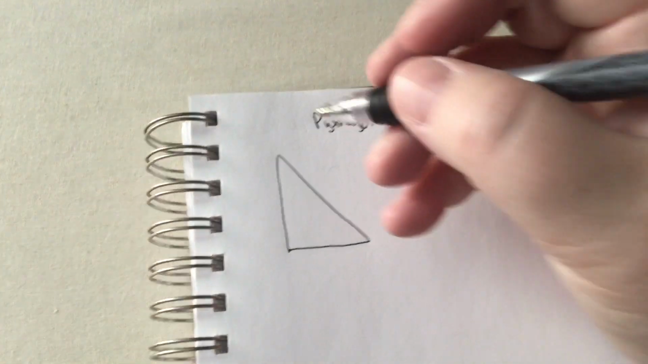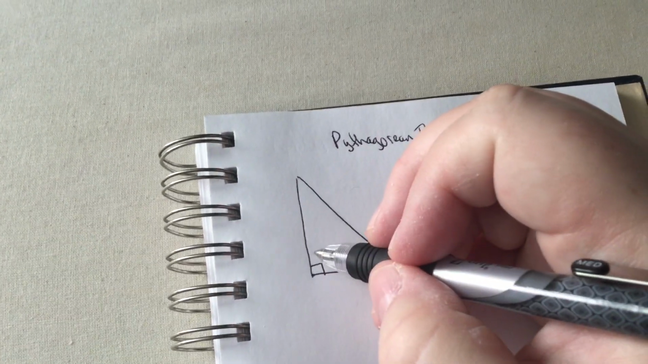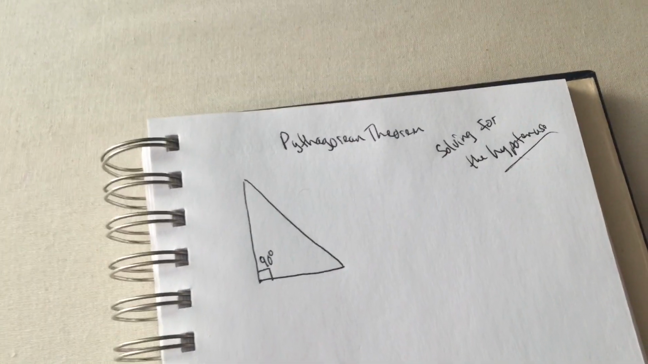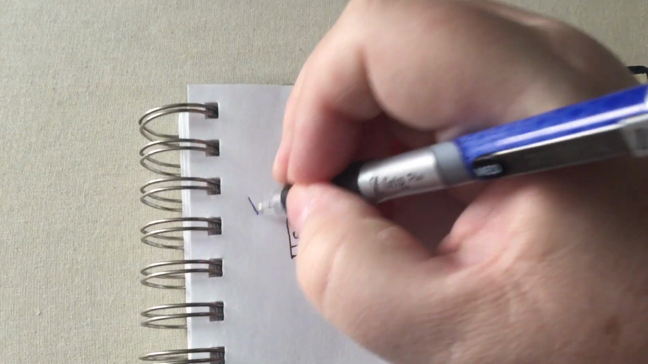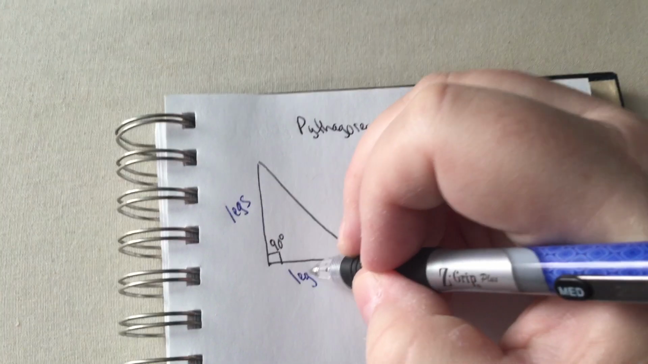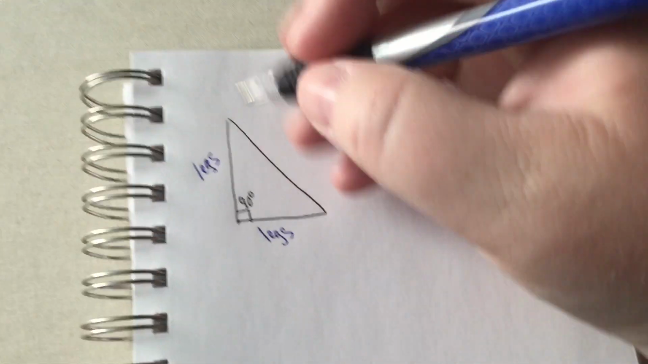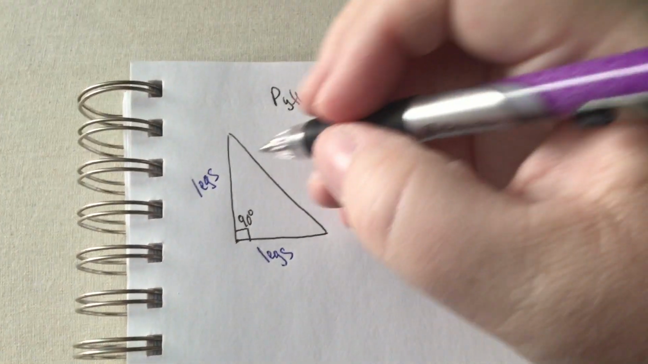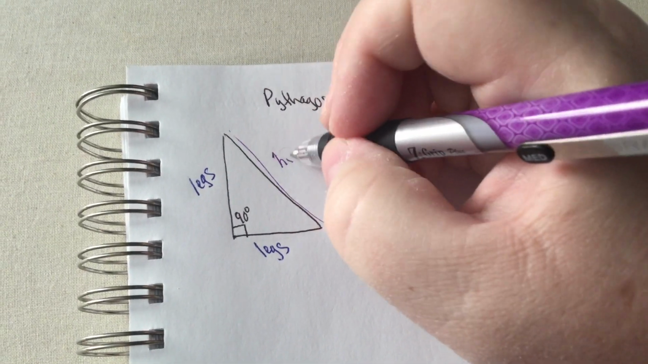Hypotenuse. This is a right triangle. We know it's a right triangle because it has a 90-degree angle in it. That defines a right triangle. These sides are called the legs, and they are interchangeable for the purposes of stuff I'm going to show you later. This long side over here, that's the hypotenuse.